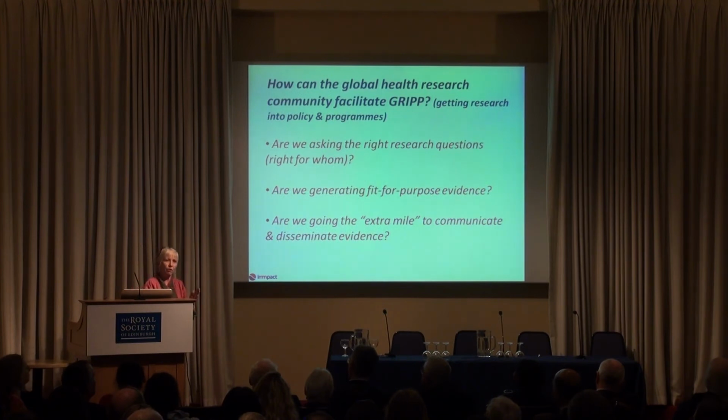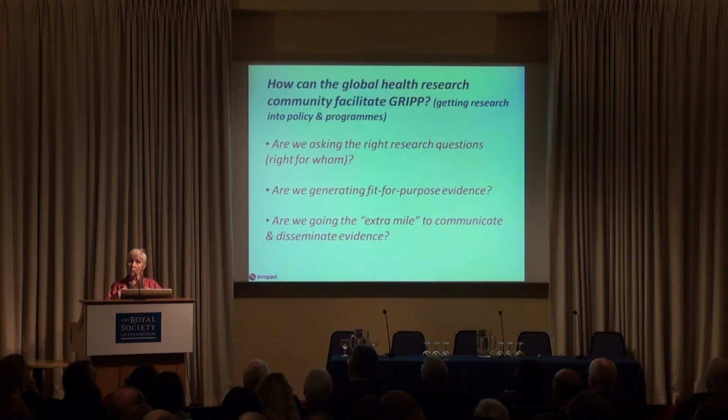There's no one type of evidence, and it has different roles depending on different needs and for different purposes. And are we going this extra mile to communicate evidence and disseminate it? It's a process. And I think it is our responsibility. I'm not suggesting for one minute it's the research community's fault, inverted commas, that maternal mortality has remained so stubborn. But nevertheless, we should take responsibility for our part in terms of thinking about, can we do more to improve GRIPP?